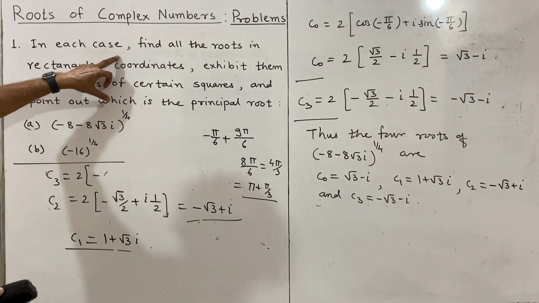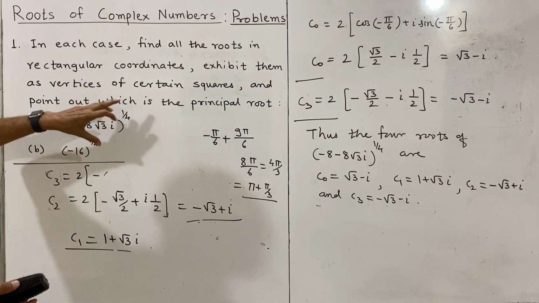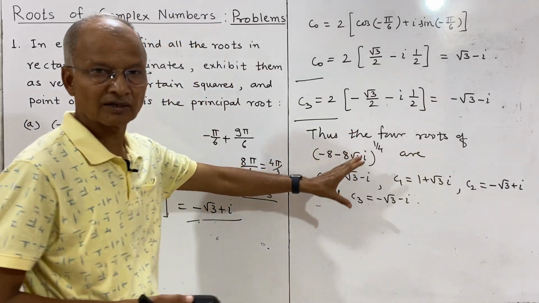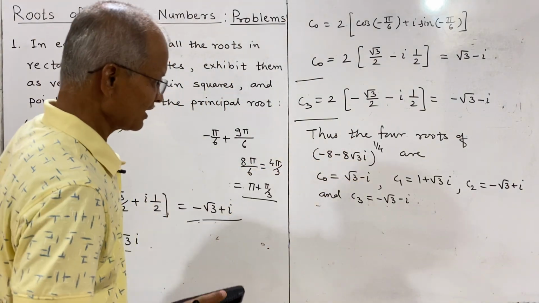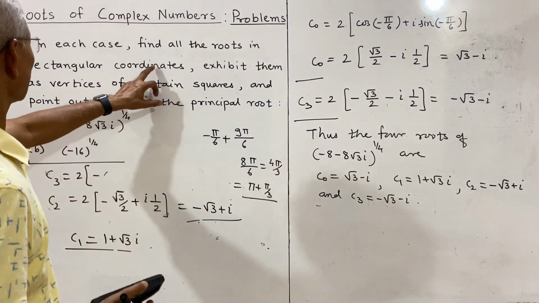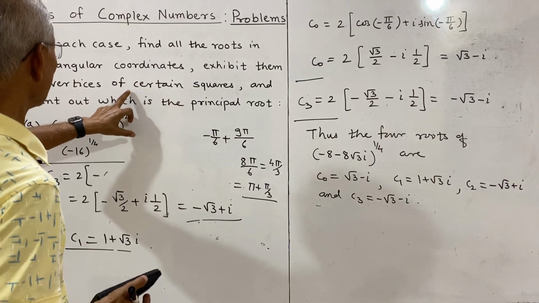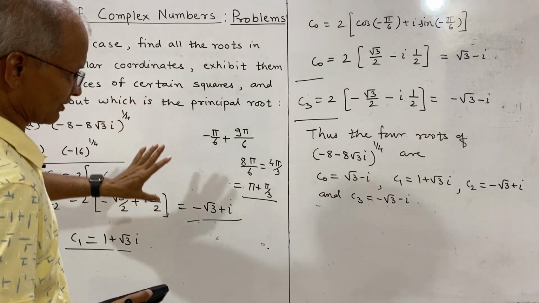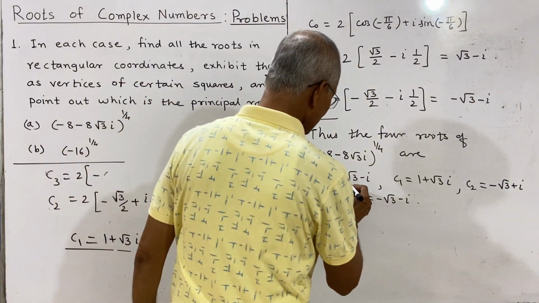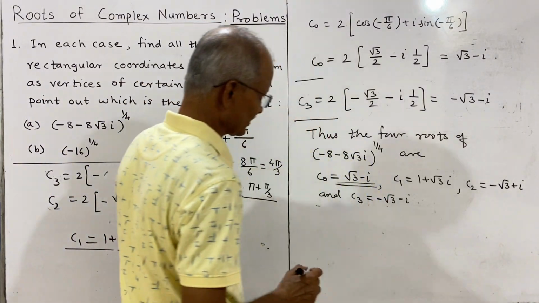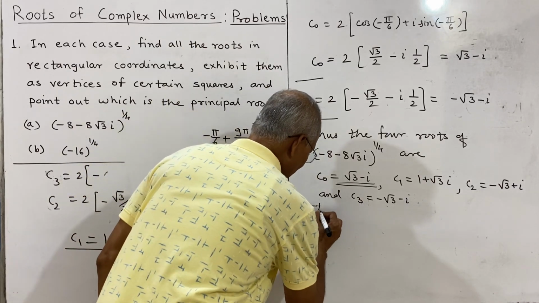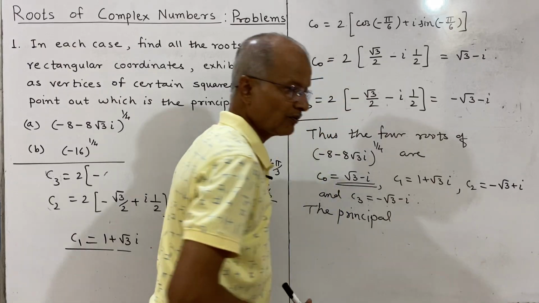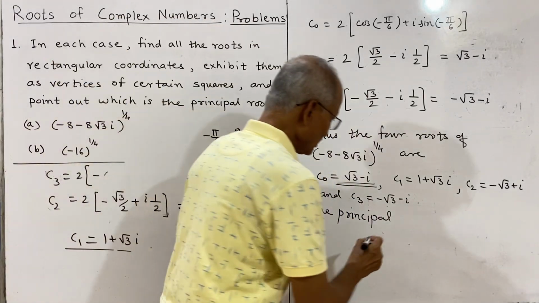What is further asked is to find all roots in rectangular coordinates, which we have obtained. These are the rectangular coordinates written in the form of x plus I into y, and now exhibit them as vertices of certain squares and point out which is the principal root. Here the principal root is this one, C naught is the principal root, corresponding to the value of k equal to 0.